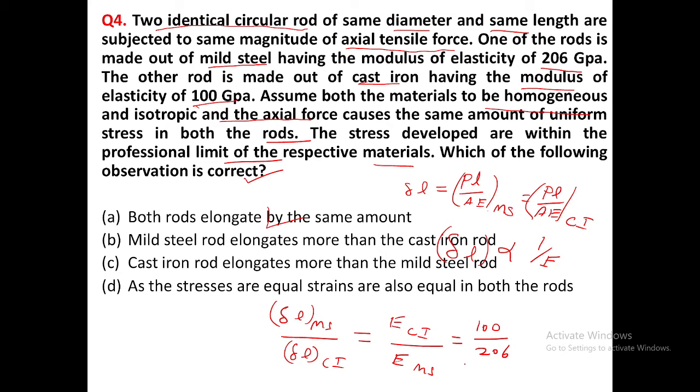So del L of cast iron, the deflection of cast iron, is greater than del L of mild steel. So the answer is the cast iron rod elongates more than the mild steel rod. So the answer is C.